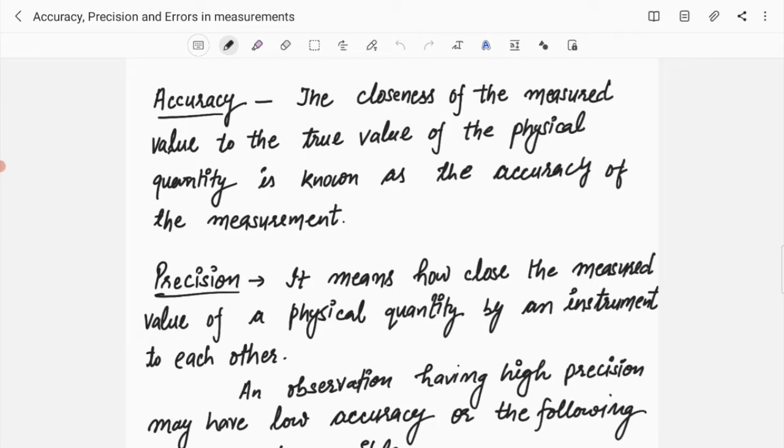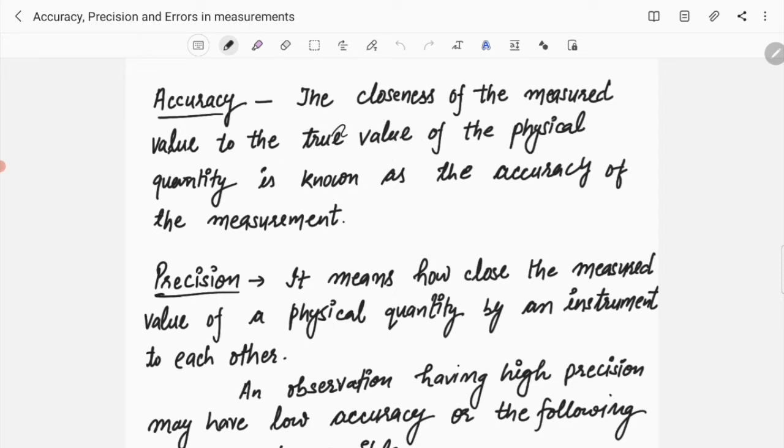Today I am here with a new topic: accuracy, precision and errors in measurements. So let's start with accuracy. The closeness of the measured value to the true value of a physical quantity is known as the accuracy of the measurement. So let me explain it.